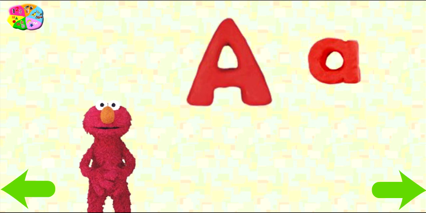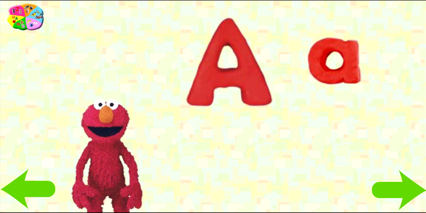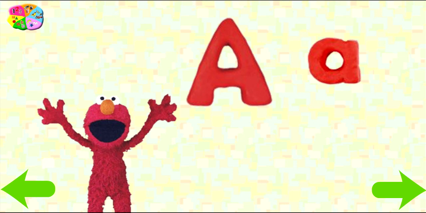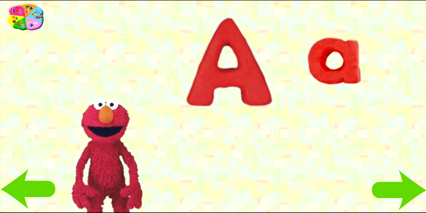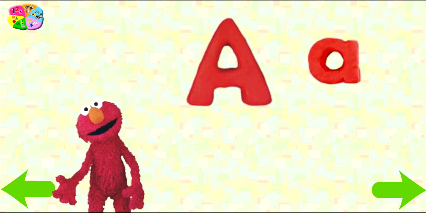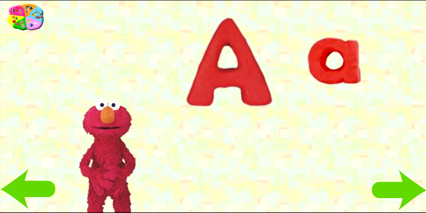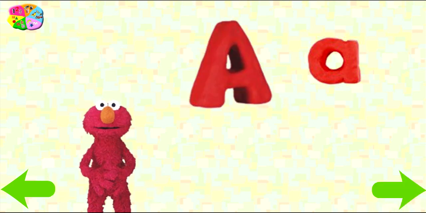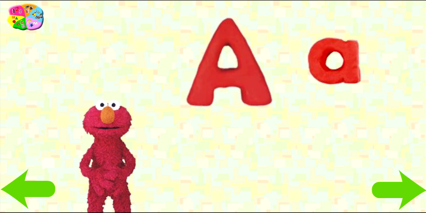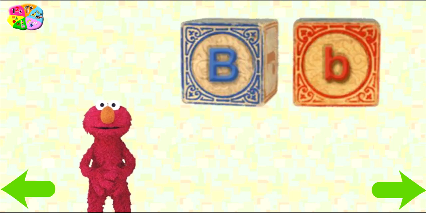A. Elmo knows this letter. It's the letter A. Yay! Move your star to the letter A, and you'll hear the sound it can make. A. Alligator.